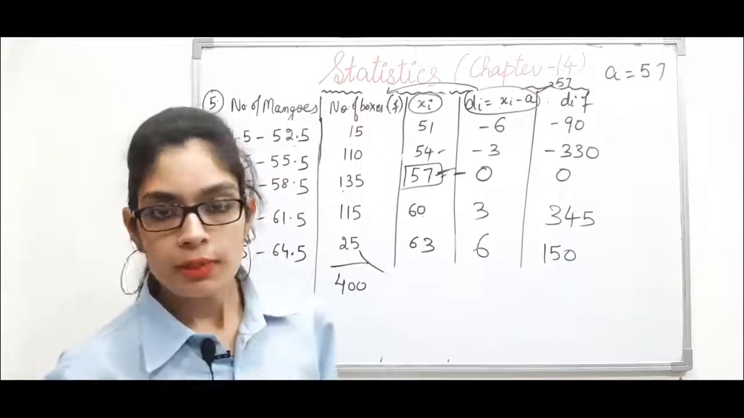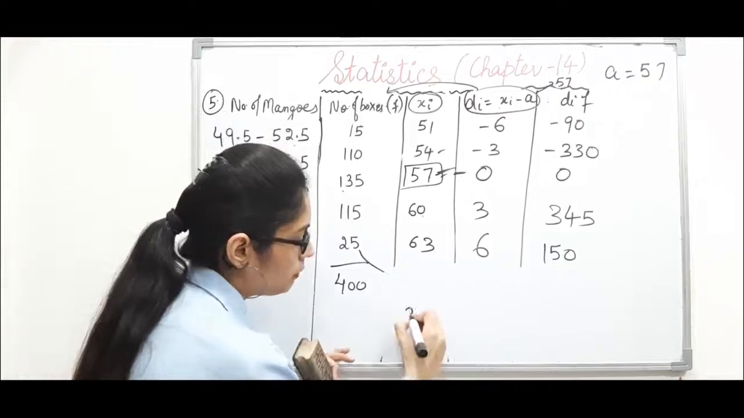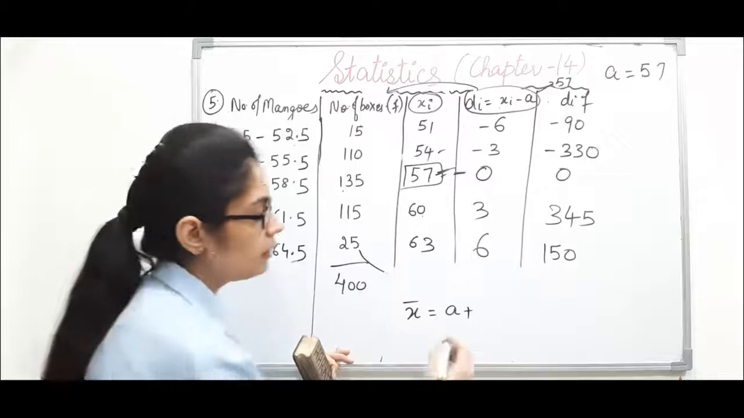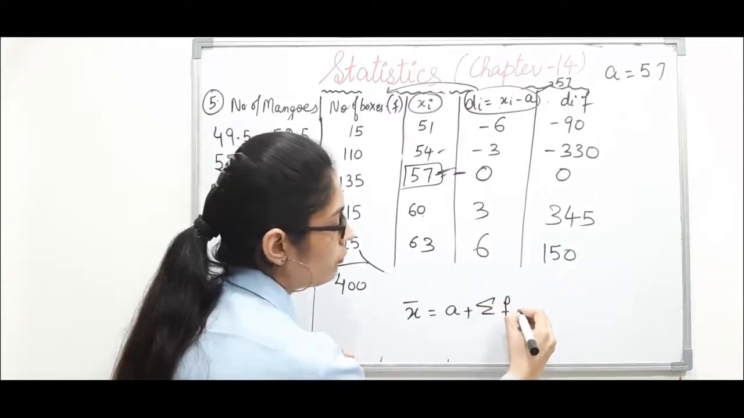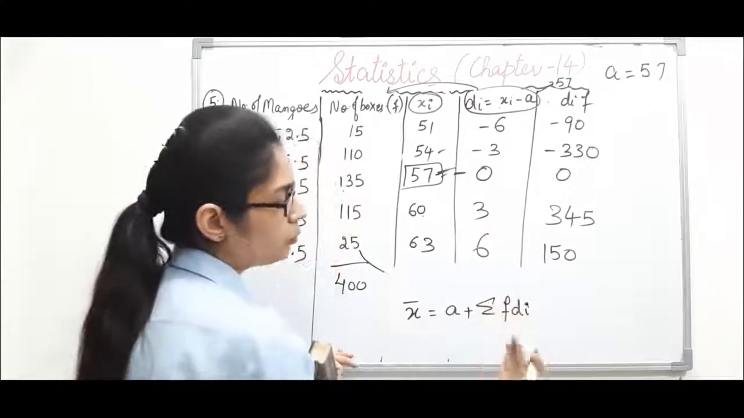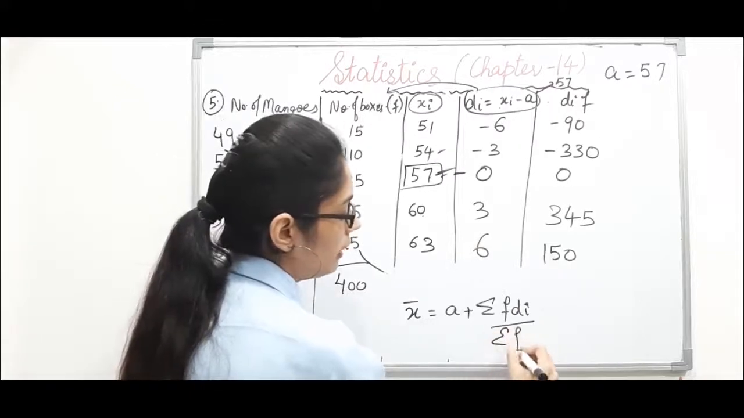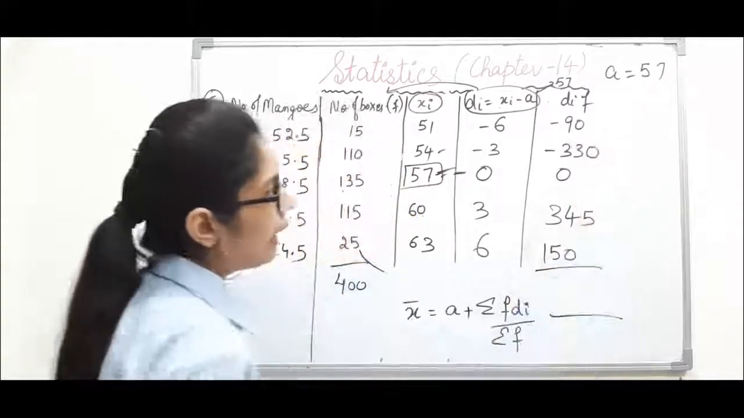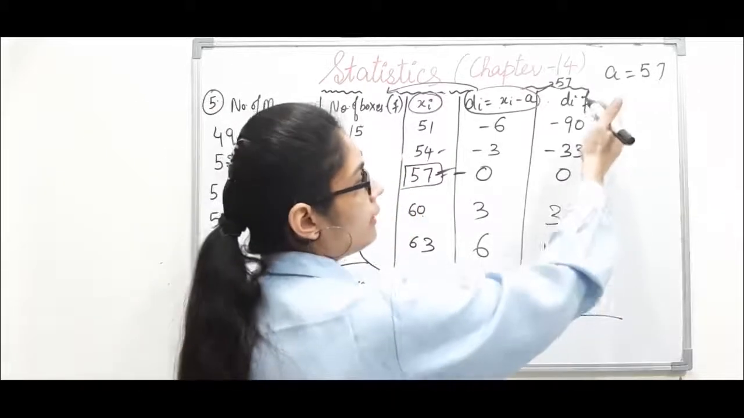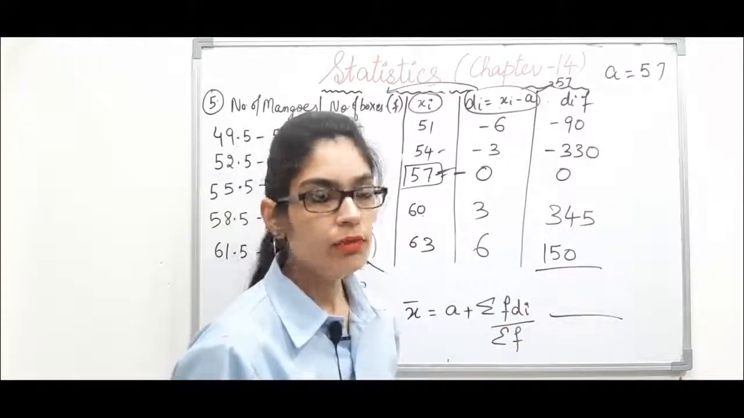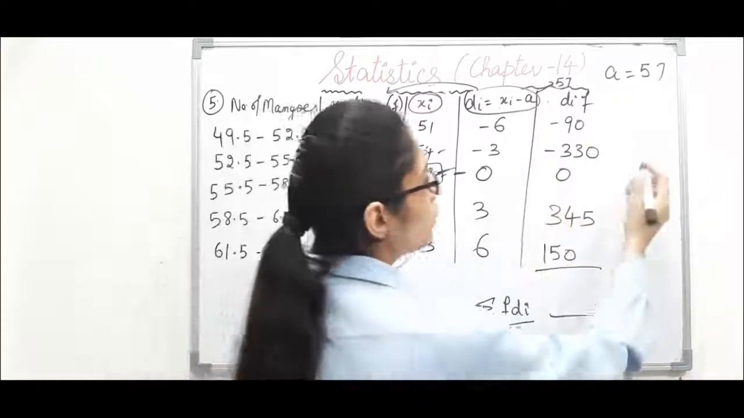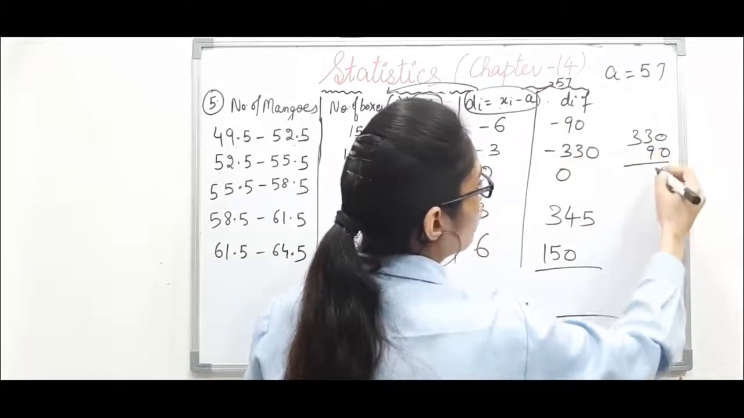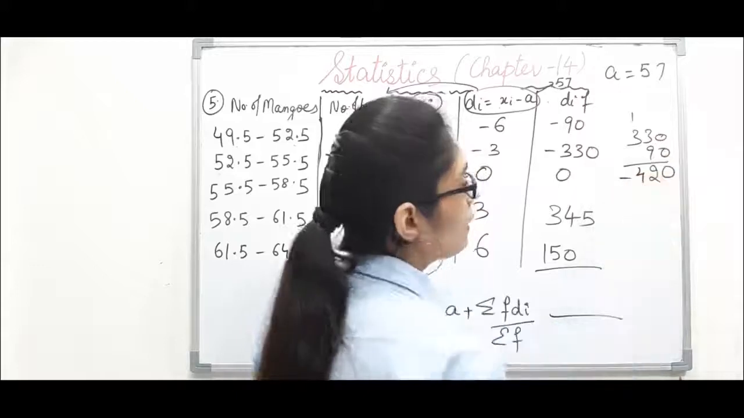So the formula of mean by the method of assumed mean is referred by x bar. It will be A plus, A is your assumed mean, summation f di or dif, both mean same, upon summation f, which means you have to add these terms. Now we can add it. 90 and 330 both are negative terms, minus and minus, it is plus with a minus sign, so we can add these. 330 plus 90, so it is 420, minus 420.